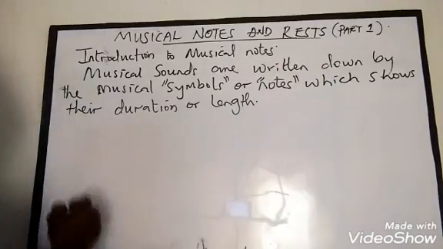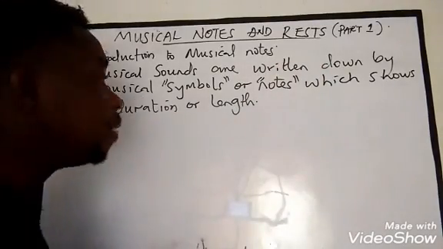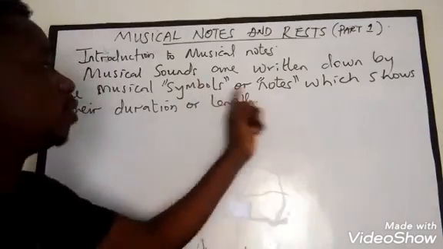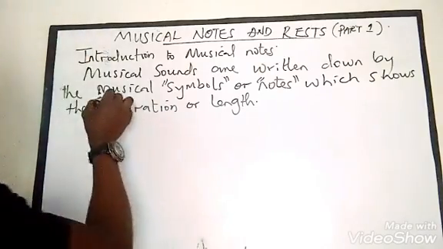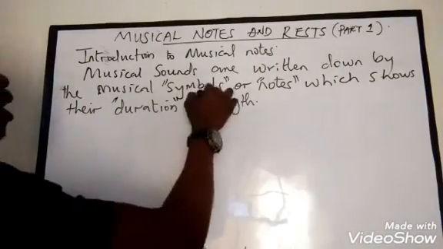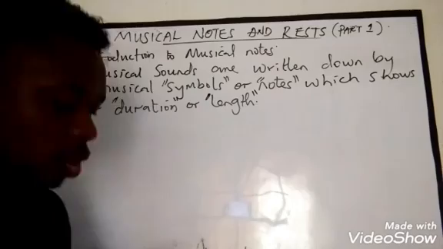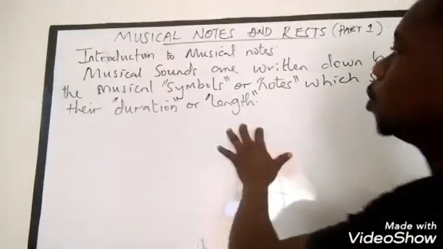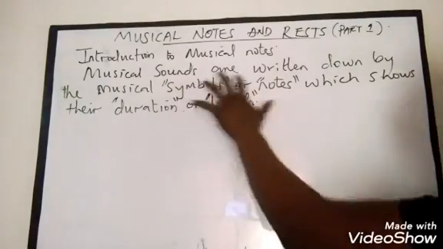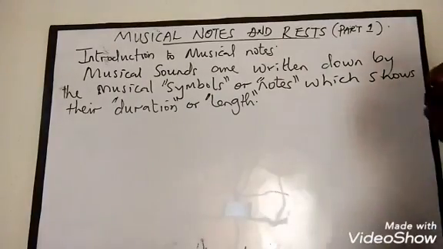So these symbols are what we're going to talk about today, and the most important part of these symbols, which we must take note of, is their duration or their length. Okay, because their duration or their length helps us to sing or write the correct musical sound.